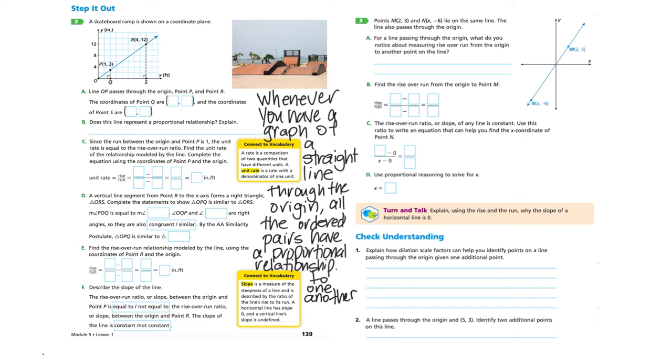And then B, find the rise over the run from the origin to point M. So you're going to use this one and the origin. So this would be M, and this would be the origin, just like you did on problem 2. And then C, the rise over run ratio or slope of any line is constant. Use this ratio to write an equation that can help you find the x-coordinate of point N. So they want you to find x here using this formula. And then you'll put that in there. What does x equal? Once you finish that, you can go on to the check understanding.